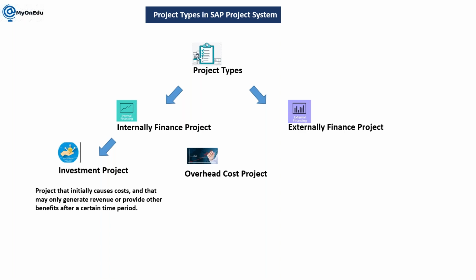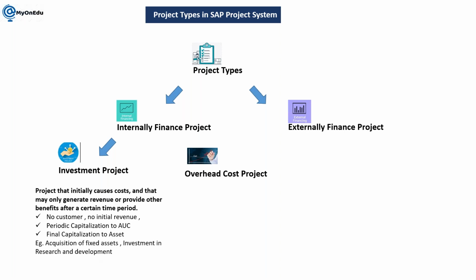So the investment project is a project that initially causes cost, because to execute this project you have to include some cost, and it may generate revenue after a certain period. Here there will be no customer in the initial stage and no initial revenue. Periodic capitalization is used. You will understand what periodic capitalization and full capitalization are, and what AUC is. AUC means asset under construction. We'll understand that.